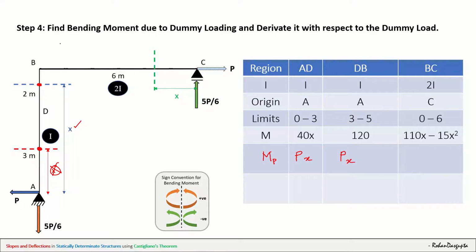Now come to section BC. We are taking right of section here. So we have 5P by 6, right? And the distance is X. And right of section anti-clockwise is positive. So let me take that as 5P by 6 into X. Okay, so this is how you find the moment.